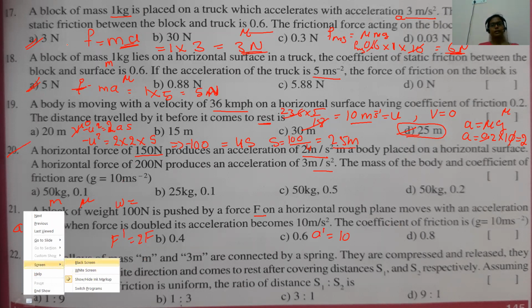See, the 21st question. What is given, children? A block is there, right? We apply a force on this block, and friction will be acting in the opposite direction. Weight of the block is acting downward, given as 100 Newton, and the normal reaction to balance this is acting upward. The applied force is more than the frictional force, so the block is moving with some acceleration.